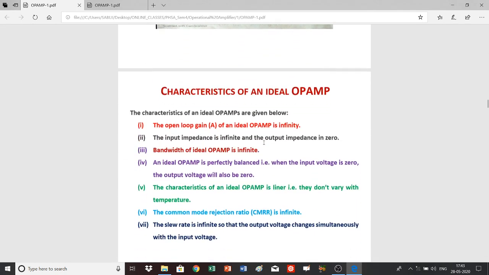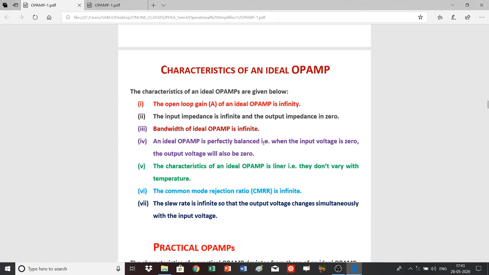Now come to the characteristics of an ideal op-amp. Here the characteristics of an ideal op-amp are discussed. First, the open loop gain of an ideal op-amp is infinity. That means the ratio of the output voltage to the input voltage is infinity, and the input impedance of such an amplifier is infinity, and the output impedance is 0, and the bandwidth of an ideal op-amp is also infinite.